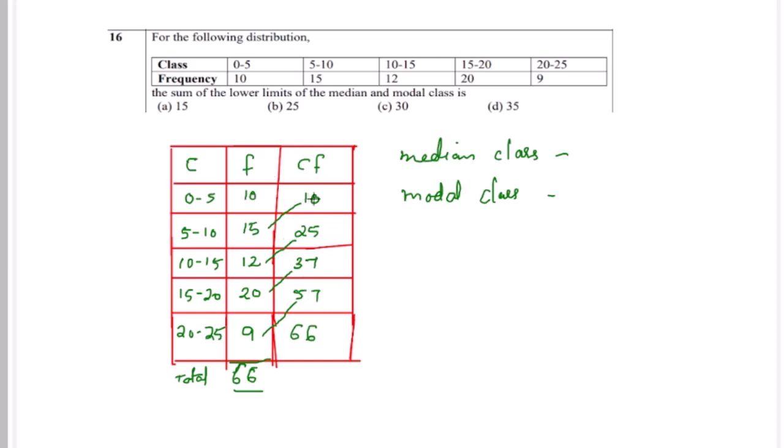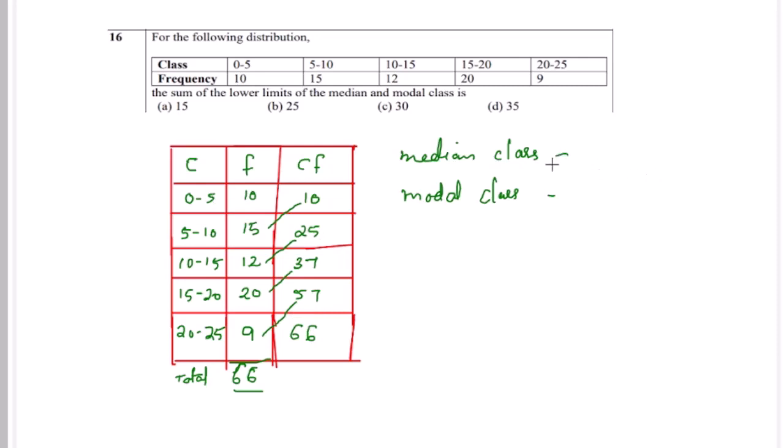Just first you can write 10, then 10 plus 15 is 25, then 10 plus 15 plus 12 is 37, 10 plus 15 plus 12 plus 20 is 57. Then again add all the frequencies, you will be getting the total, that is 66.